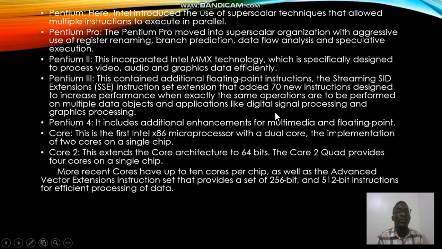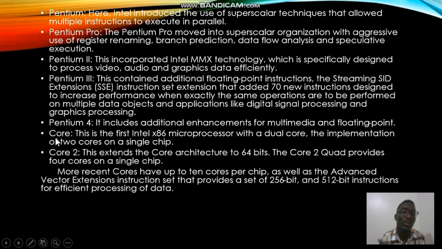Then we also went to the Pentium and Pentium Pro, which introduced the use of superscalar techniques that allowed multiple instructions to execute in parallel. From the Pentium Pro, we went to the Pentium 2, Pentium 3, and Pentium 4 that also included additional enhancements for multimedia, floating point, and also added 70 new instructions designed to increase performance when exactly the same operations are to be made on multiple data objects, like digital signal processing and graphics processing.